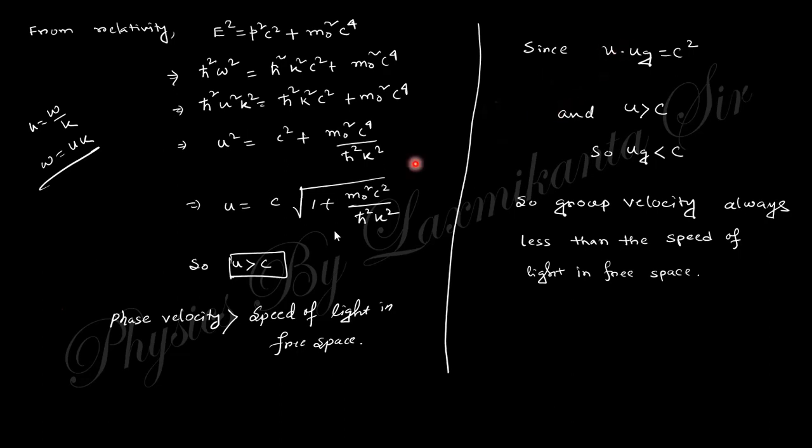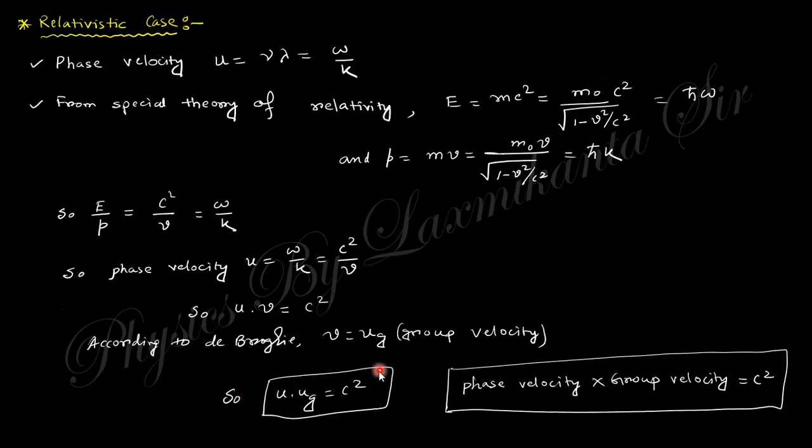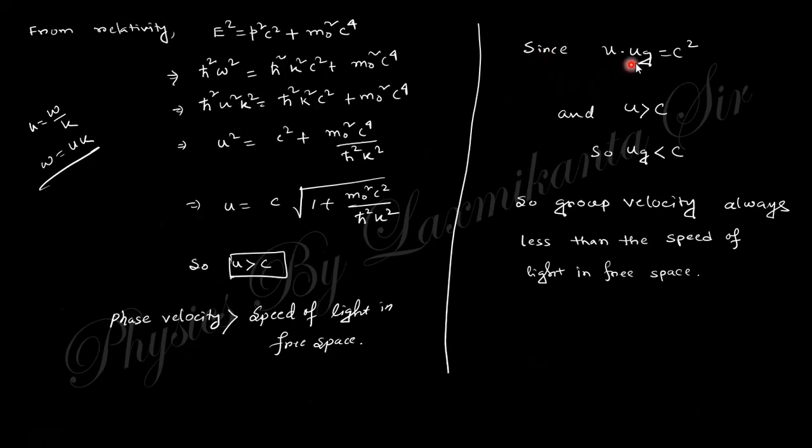Previously we obtained u into ug equals c square, that is phase velocity into group velocity equals c square. Since the phase velocity is greater than c, the group velocity must be less than c, because their product is c square. So the group velocity is always less than the speed of light in free space, that is less than c, and the phase velocity can be greater than c. So this is all about the phase velocity and group velocity.